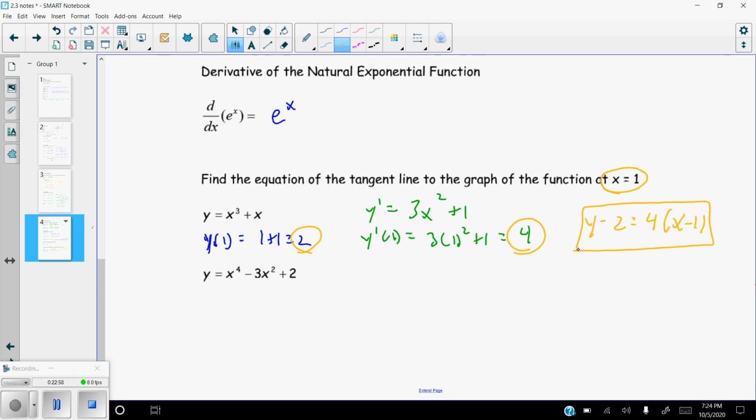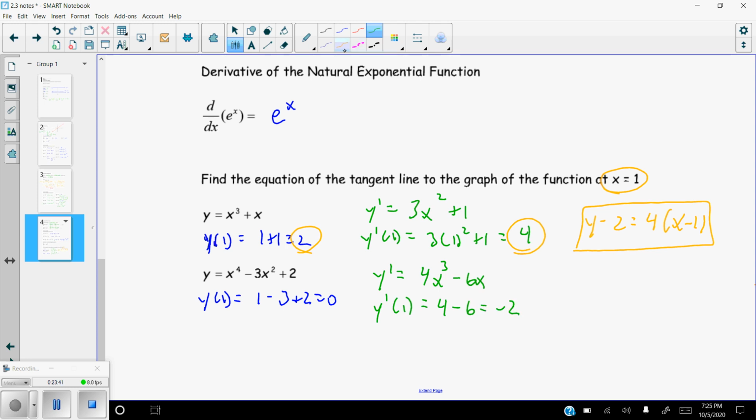Okay, one more. So we know we need to find the y value. So let's go ahead and find the y. So y of 1, when x is 1, is going to be 1 minus 3 plus 2, which is actually going to be 0. Now we need the slope. y prime is 4x cubed minus 6x, and that's it because the derivative of 2 is 0. So now I need the slope at my x value. So plugging in a 1, 1s are, by the way, nice and easy, as well as zeros. If I plug in a 1, you're just going to get 4 minus 6, which is negative 2.